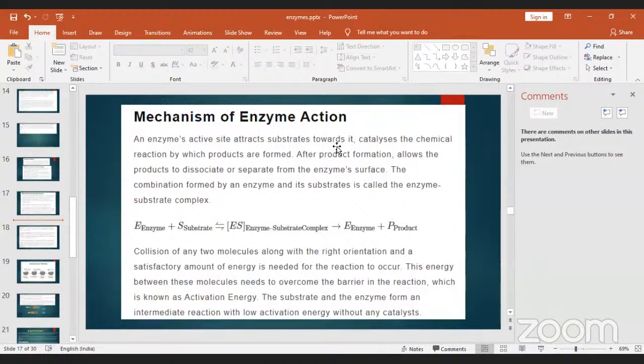So what is the mechanism? Energy is required to bring the inert molecules into the activated state. The amount of energy required to raise the energy of molecules at which a chemical reaction can occur is called activation energy. During the reaction, some energy is required. Such energy is called activation energy.